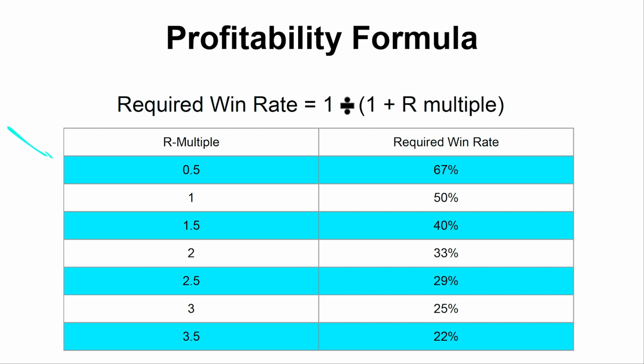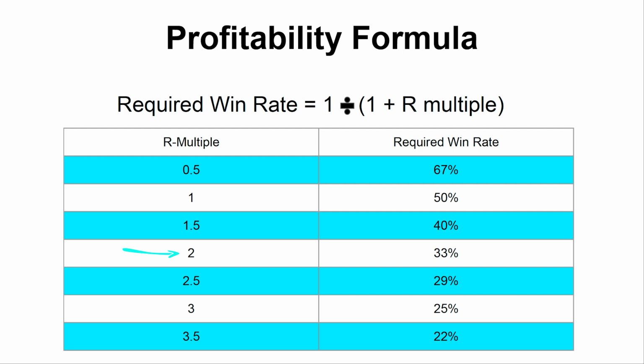Now what happens if our R multiple is only 0.5? That means we only earn half a unit for the full unit of risk we take. Well, we see now that we have to win 67% of the time, or more than 2/3, in order to break even. Now let's take a look at how this changes when our R multiple is 2.